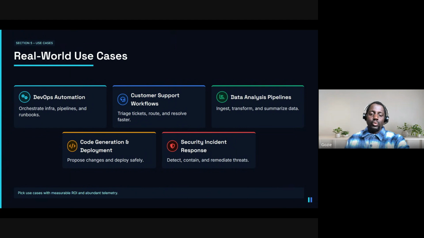So let's look at real world use cases for agents. Most times, in real world use cases, agents can be used in DevOps automation or support workflows. In some enterprises, they can be used for support workflows, or for managing data pipelines, or maybe code generation. Yeah, I know some organizations that use this for code generation and also for incident response.